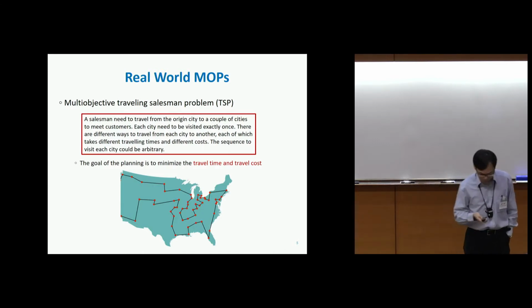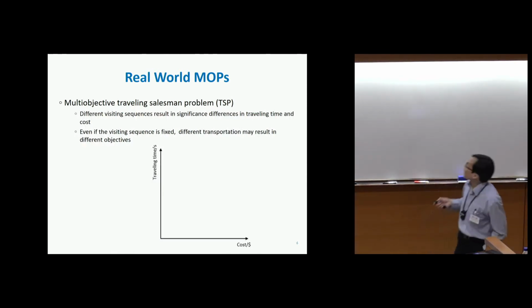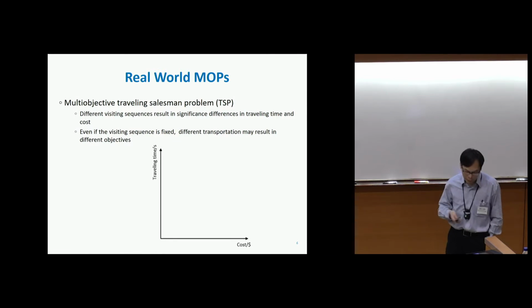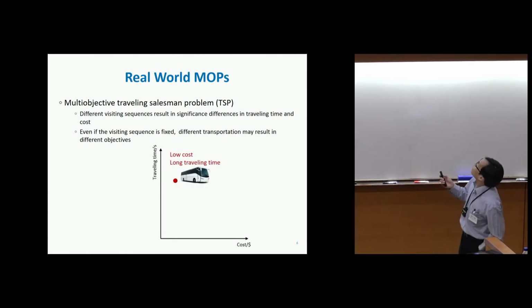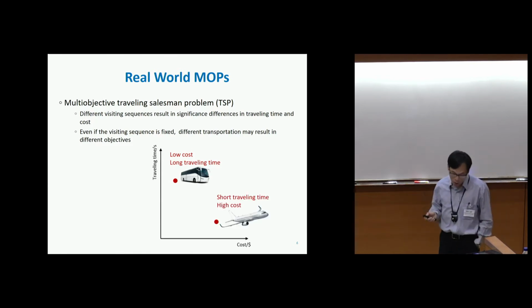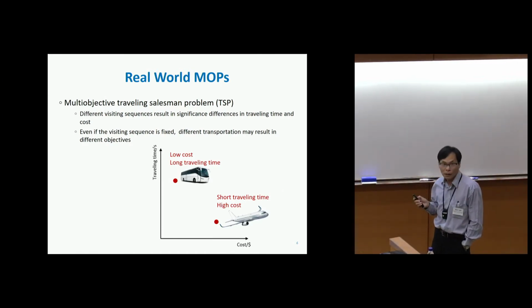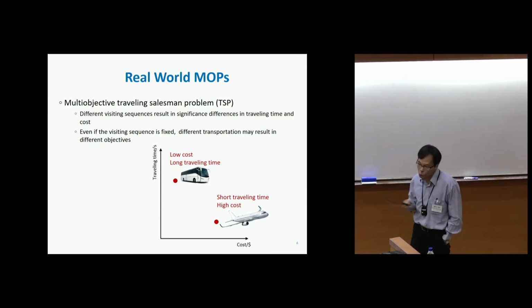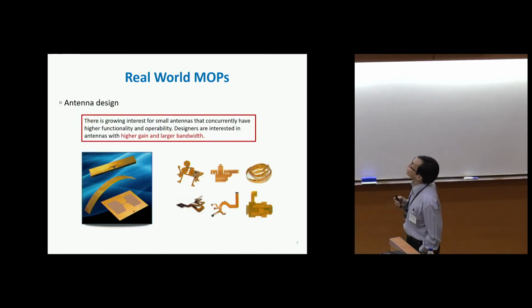Definitely not. But TSP is a problem where you are trying to optimize two objectives. One is the traveling time, the other one is the cost. Of course, you could take a low cost with a long traveling time, or a high cost with a short traveling time. Well, you cannot have a low cost but short traveling time, right? However, in between, you could have many choices. So it comes with the multi-objective.